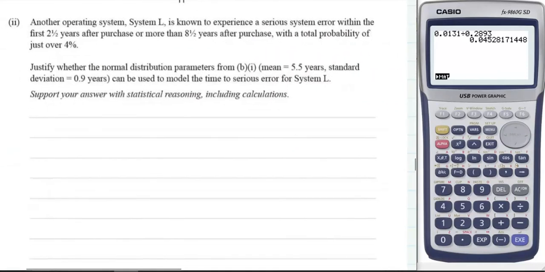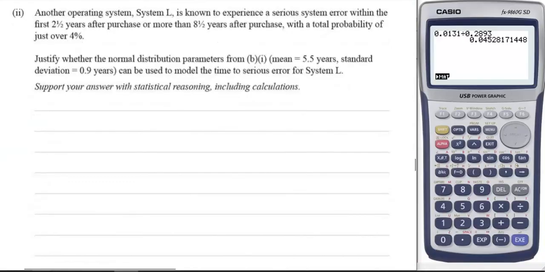All right, another system experiences system errors within the first 2.5 years after purchase and more than 8.5 years. Total probability just over 4%. For us to justify if the normal distribution we were working with before would work for this system, let's try it out with the mean 5.5 and sigma 0.9. So we're finding the probability of the system error less than 2.5 and then more than 8.5.